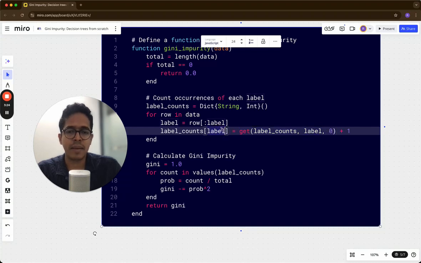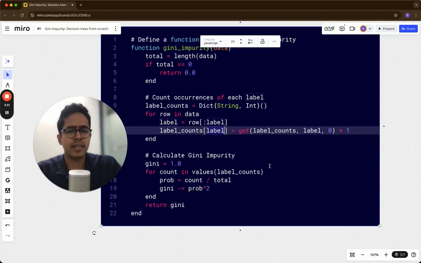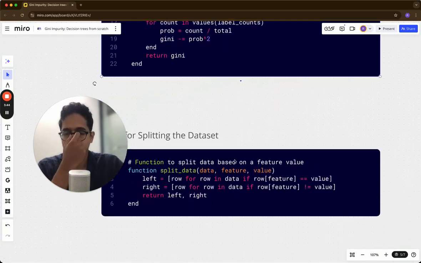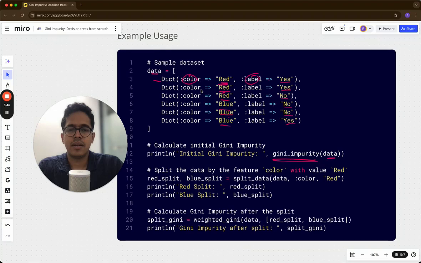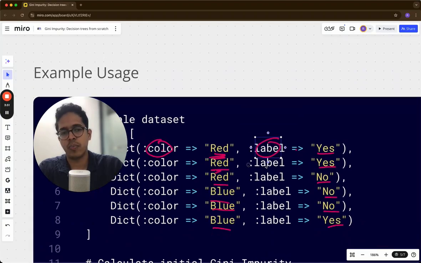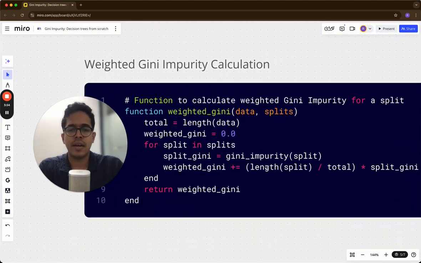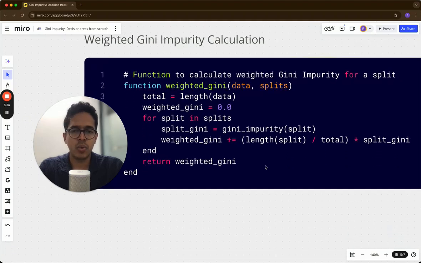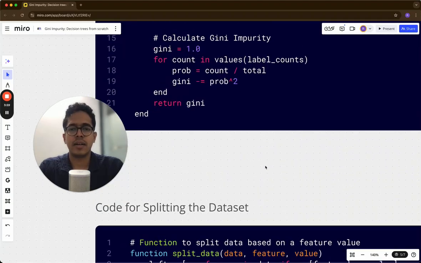But then, label is nothing but the yes or no label, right? So if there is a yes present, then it will add 1 to the count. And the yes is present for what? Yes is present for a particular color, right? Let me go back to the data. Label is the yes or no, and color is the red or blue. So we are counting the number of yeses corresponding to a particular color.